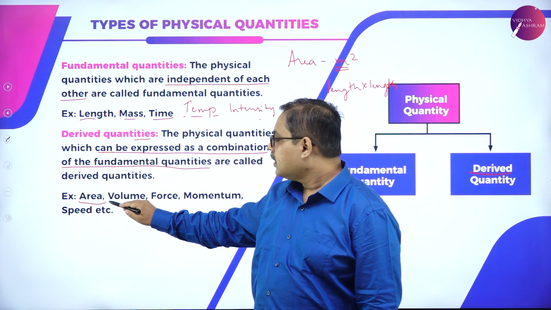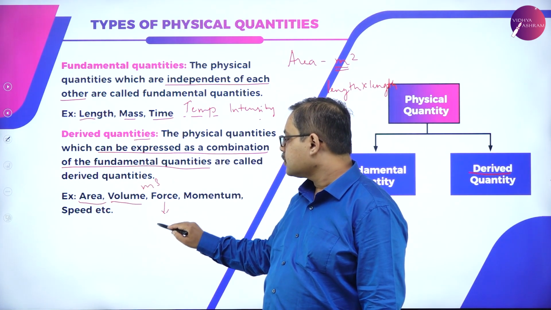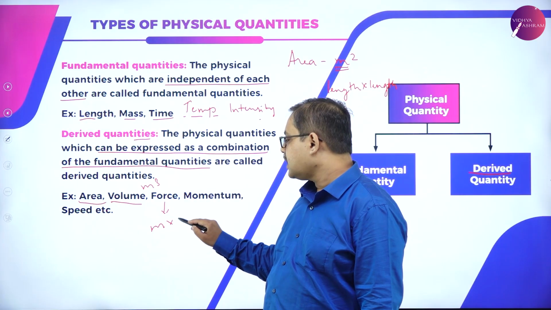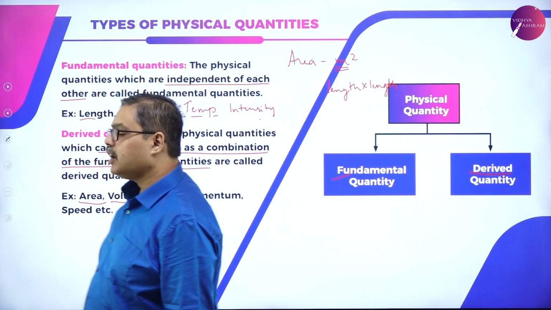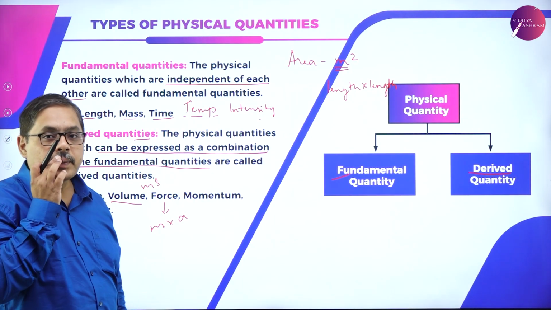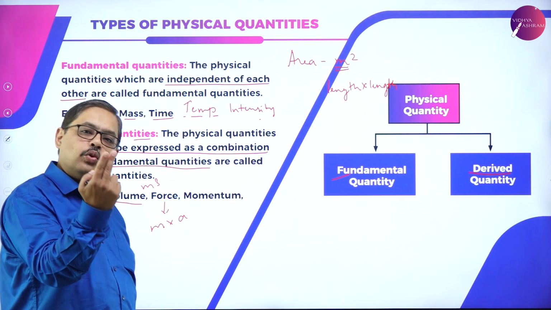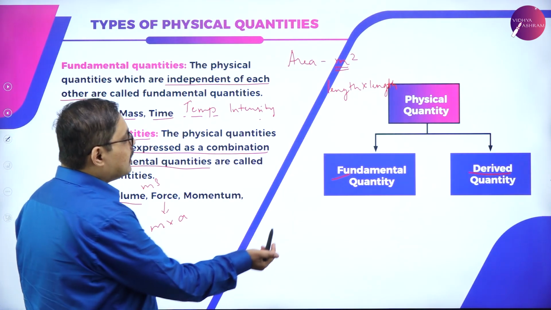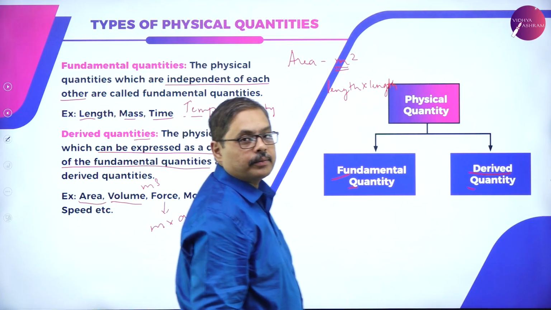That is why it is called a derived quantity. Similarly, volume, it is meter cube. Force is mass into acceleration. Similarly, momentum, velocity, speed, displacement, etc. can be calculated. Okay, so there are basically two types of physical quantities, the fundamental quantity and the derived quantity.